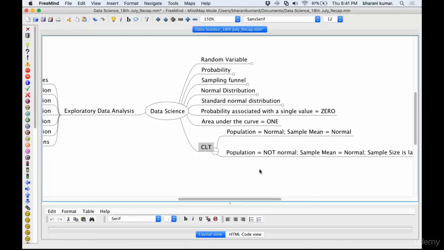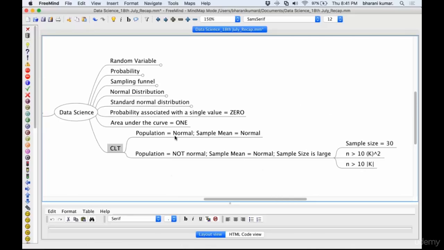And post which we have also discussed the central limit theorem, which says that if the population is normal, your sample mean would also follow normal distribution. However, if your population does not follow normal distribution, your sample mean would still follow normal distribution, provided the sample size is large. What do you mean by that? Sample size should be equal to 30, that's the thumb rule. And for these 30 data points, calculate the skewness. And n value should be greater than 10 times skewness square.